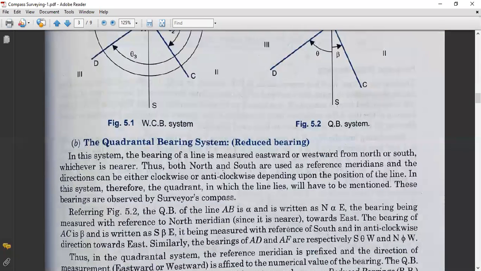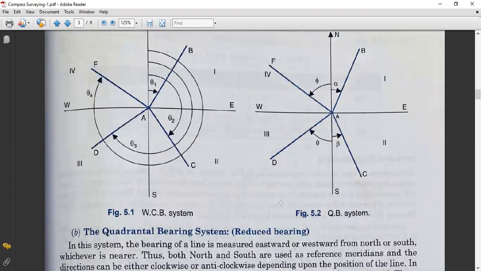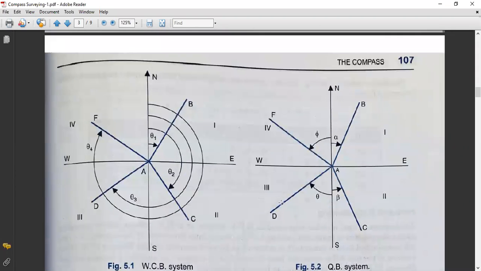Understood? Any doubts in this? If you have any doubts, you can ask. So how to write the whole circle bearing system and how to write the quadrantal bearing system of the survey lines?